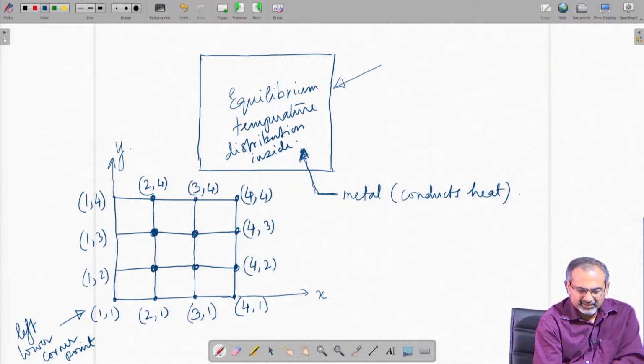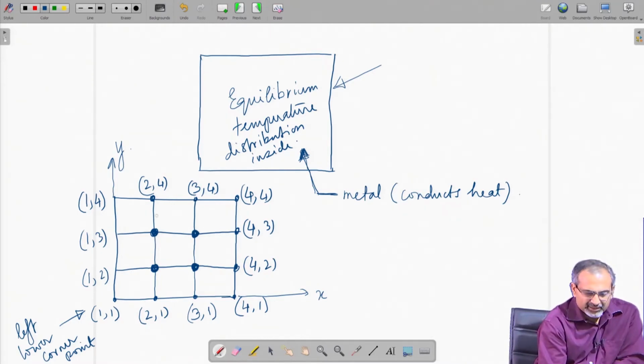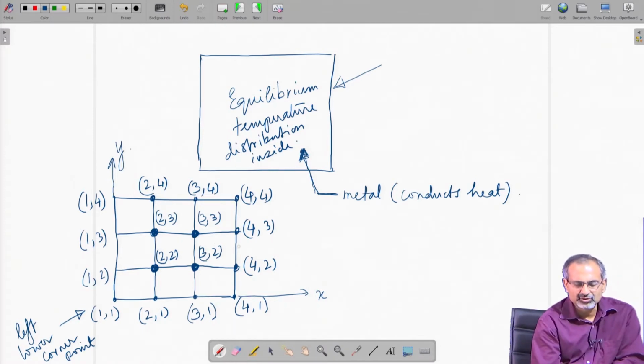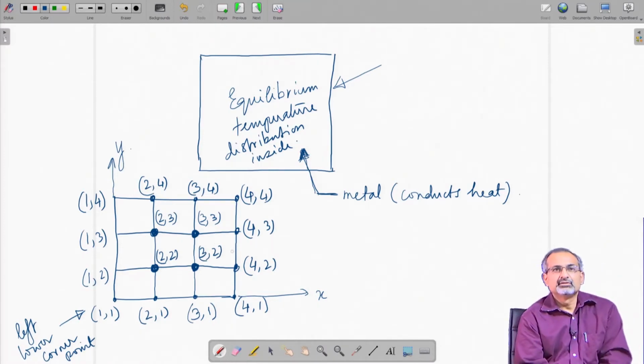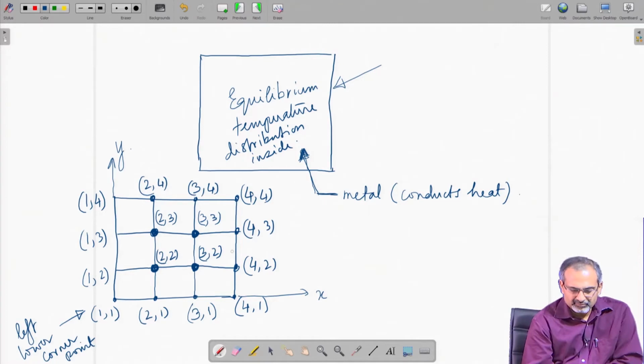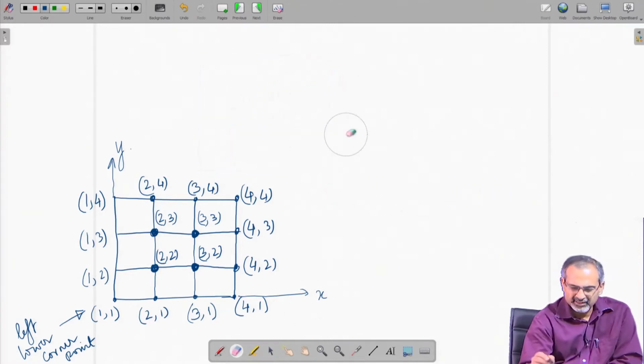So, we will mark these inner points which are not boundary points slightly darkly, because those are the points where we would actually need to solve the equations, or rather the equation, the governing Laplace equation, while the boundary grid points would actually have the values defined in some way. So, let us see how we put these values at the boundaries.